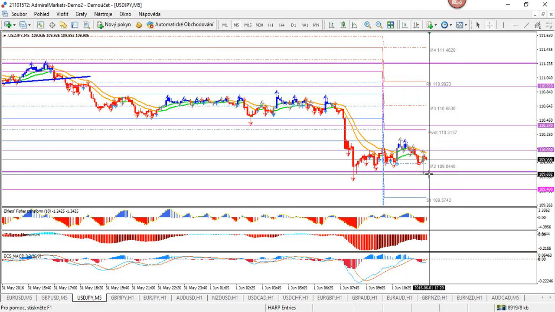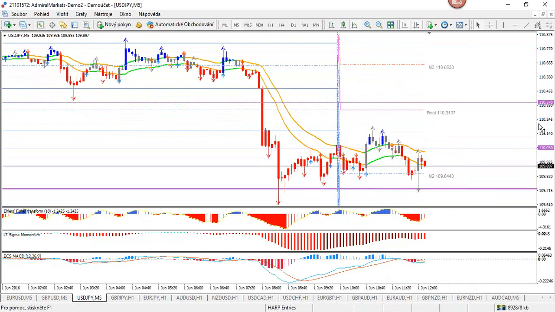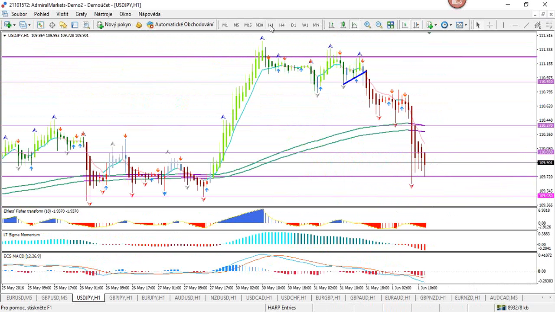Let's take a look. That could be worth it. I'm not a big fan of pending orders, but that could be worth a breakout trade. Right there, let's see.